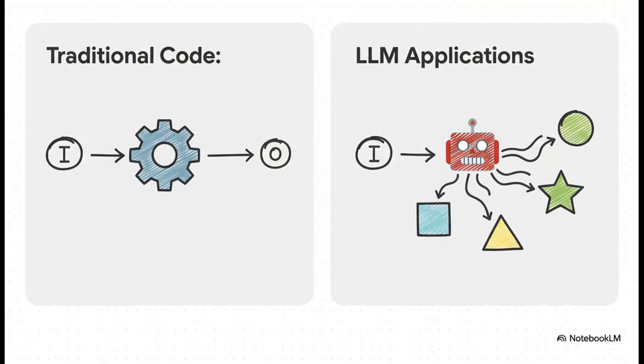And that, right there, is the heart of the whole problem. This comparison lays it out perfectly. With old-school code, everything is deterministic. 2 plus 2 will always be 4. You can write a test for it, and it will pass 1,000,000 times in a row. But LLMs, they're non-deterministic. The same exact input can lead to different outputs. And that means our entire way of thinking about testing has to change.